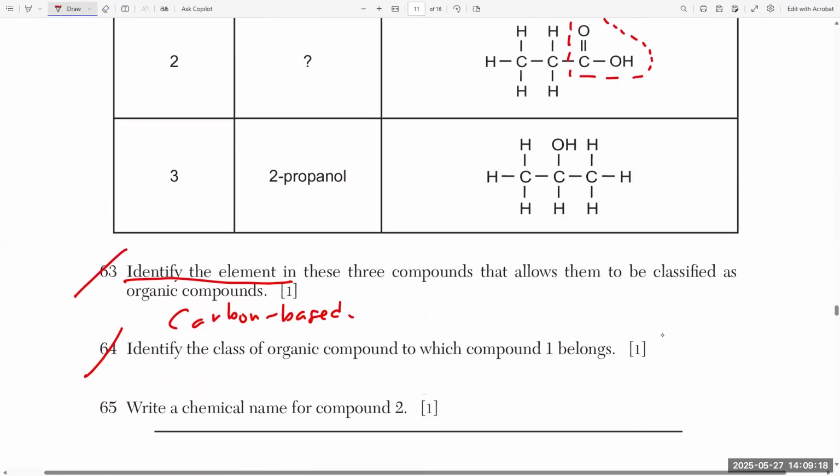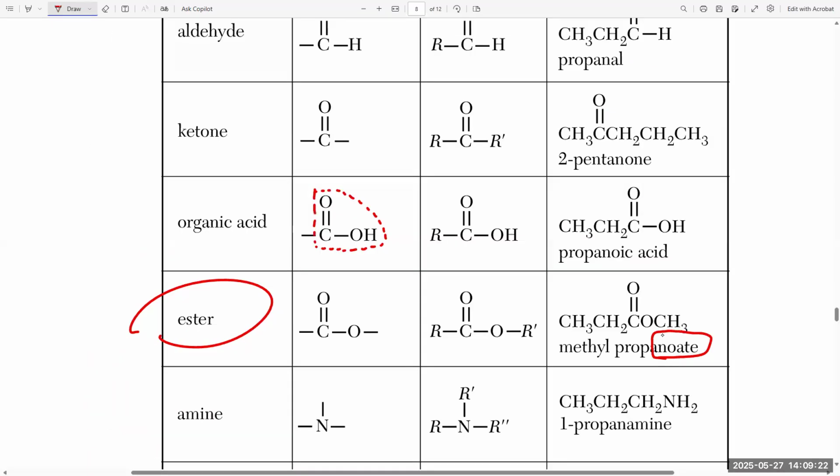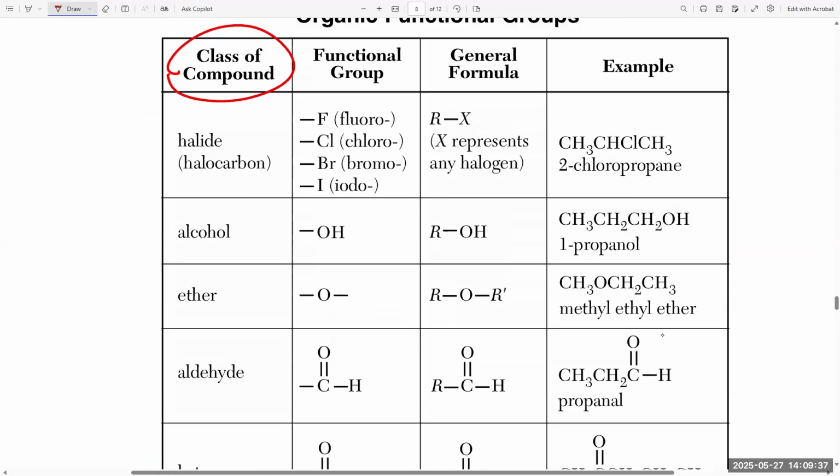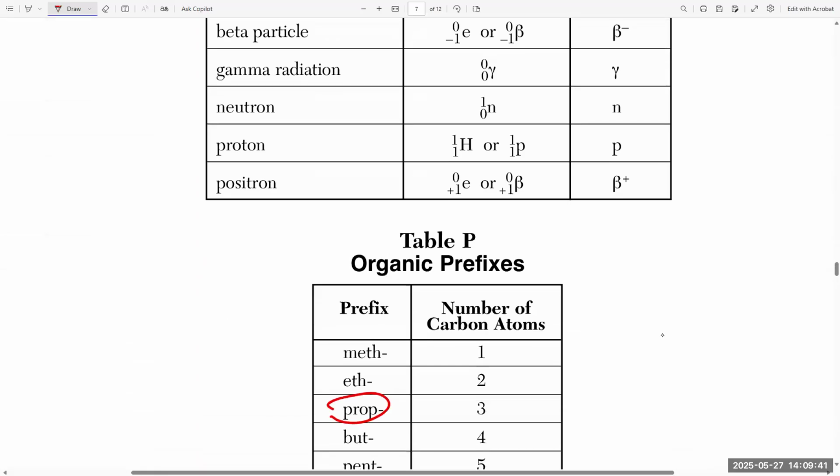Right? Write the name for compound 2. Let's go. All you have to do is try to figure out how to decipher this name, right? So go all the way over here. It's an anoic acid is the ending. And let's look at the prefix prop. If you go up here, what does prop tell you? Prop tells you 3 carbons, right?